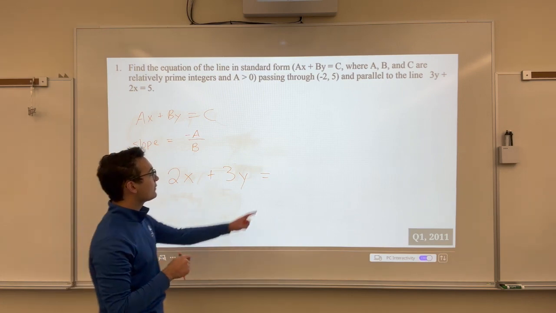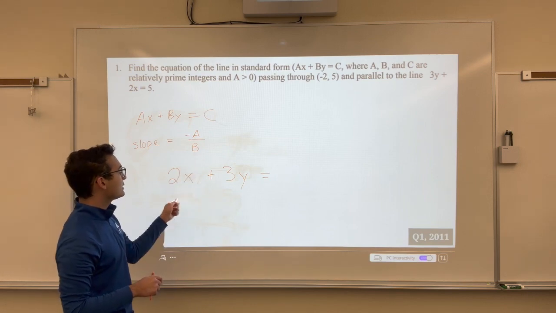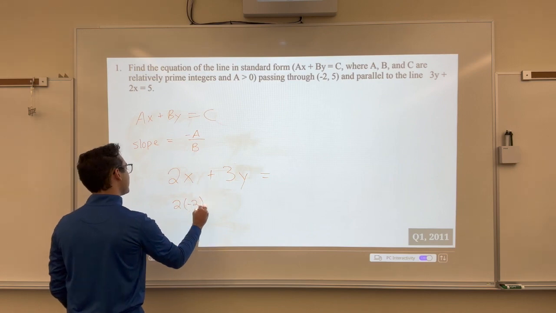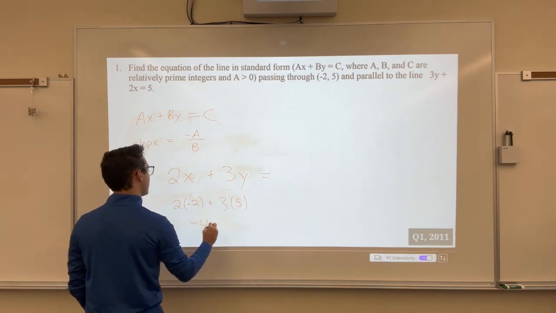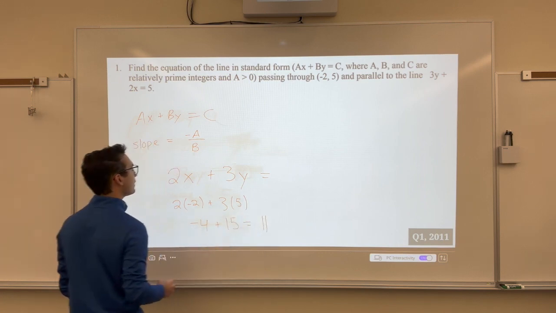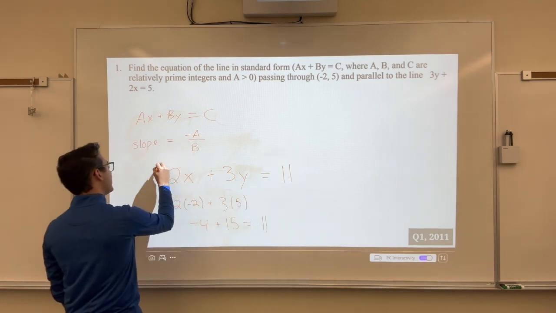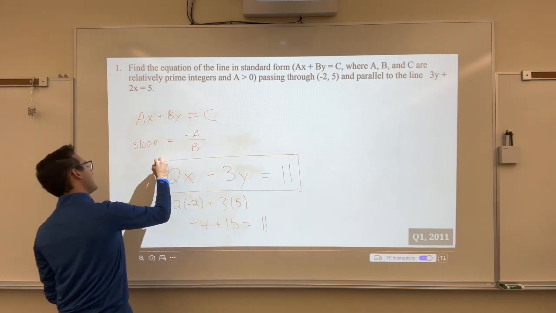Well, in order to solve for our constant, we need to plug in the point negative 2, 5 into this equation. So if we do that, 2 times negative 2 plus 3 times 5 would end up being negative 4 plus 15, which equals 11. So our constant is going to be 11. So the final answer to this problem is that 2x plus 3y is equal to 11.